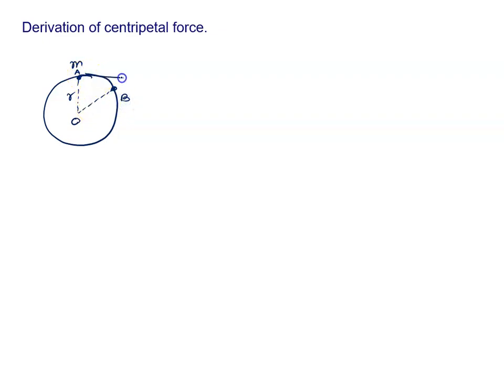At point A, the velocity is given by v initial, and at point B, the velocity is given by v final. Both v initial and v final are the same in magnitude, only the direction is changing. That is also one of the important things. And if the object is moving from A to B in delta t time, then the arc length AB is written as v into delta t.